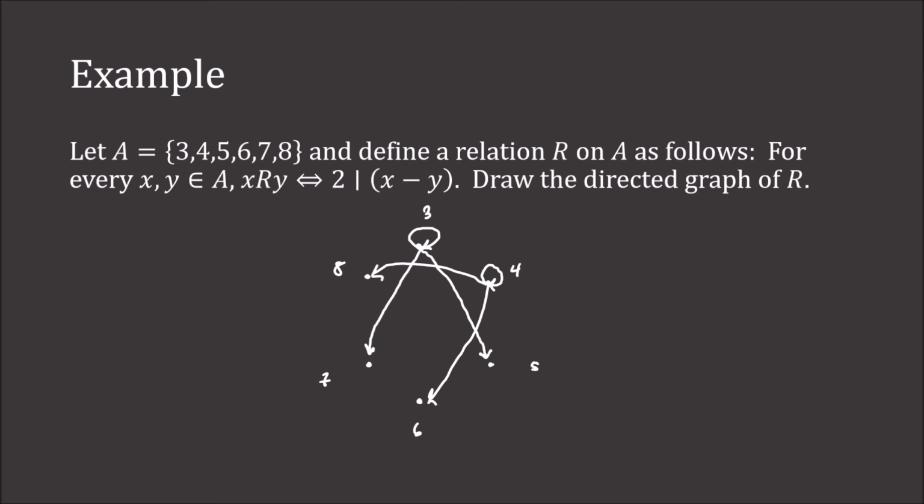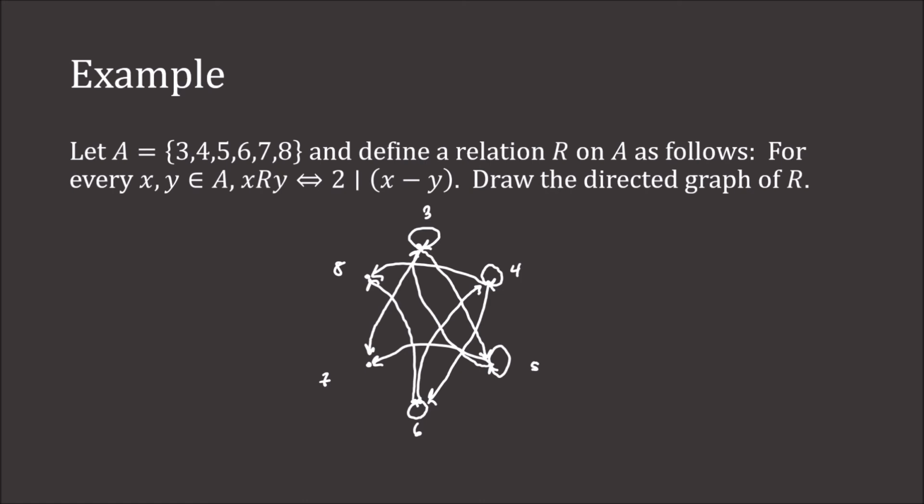All right, so 5 minus 3, that is divisible by 2. 5 minus 4 is not. 5 minus 5 is. 5 minus 6 is not. 5 minus 7 is, and 5 minus 8 is not. So 6 minus 3 is not, but 6 minus 4 is. 6 minus 5 is not, but 6 minus 6 is. 6 minus 7 is not, but 6 minus 8 is.